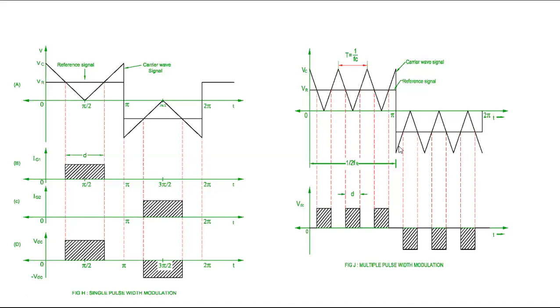Now, multiple pulse width. In one cycle, we are generating a number of triangular waves. Which is the best suited? Sinusoidal pulse width modulation. But only the graph you remember: multiple pulse width is a triangular waveform superimposed with the rectangular waveform, which is called the reference. When both are superimposed, the points of intersection of both signals will generate the pulses.